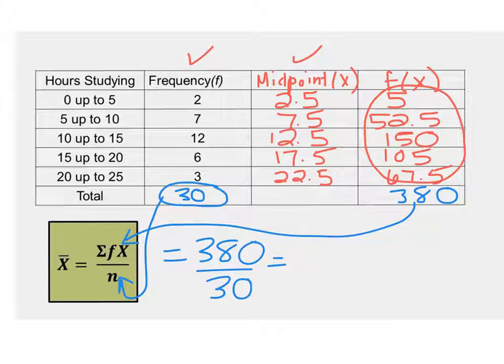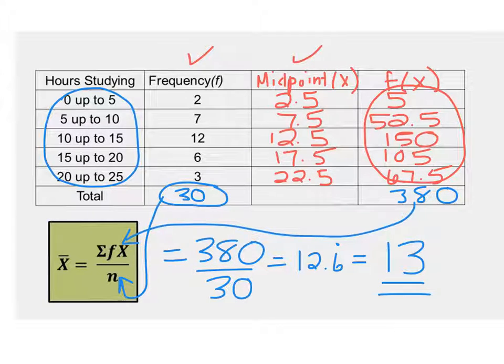And our last step is to do our calculation. When we perform our calculation, it comes out to be 12.6 repeating. And given that in our original data, or what we were using in our group data, has no decimal places, we are going to answer with a mean of 13. So the average number of hours studying is 13.